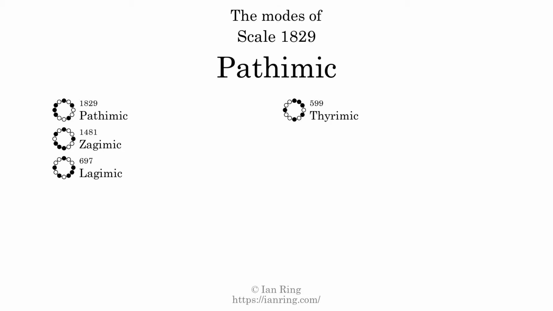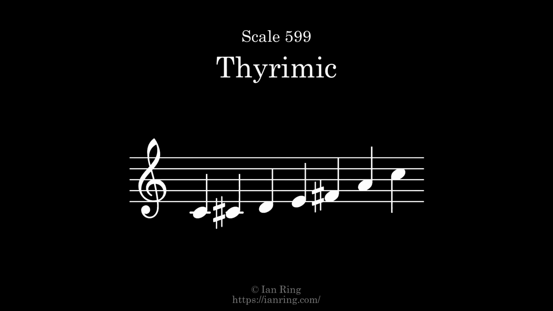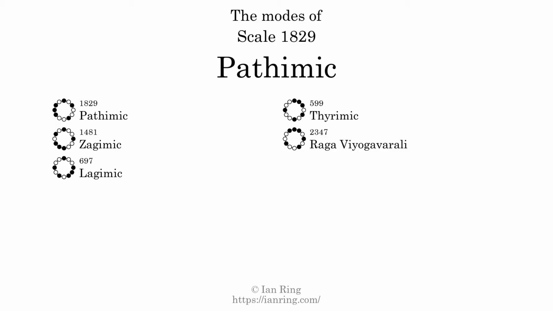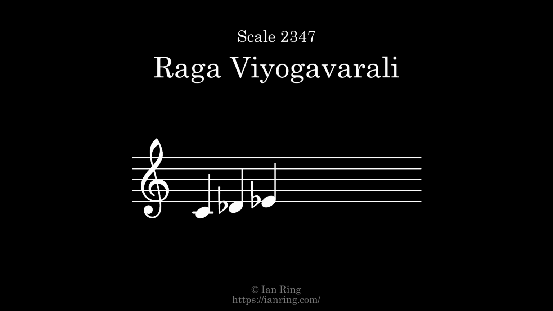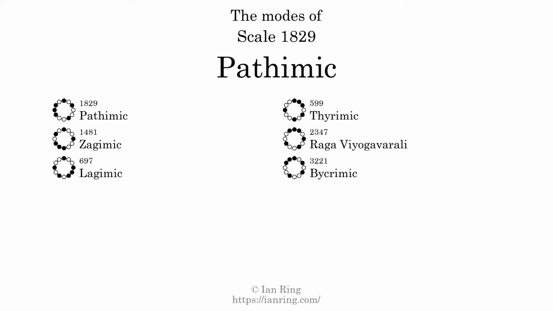The fourth mode is scale 599, also known as Pathimic. It sounds like this. The fifth mode is scale 2347, also known as Raga Viagavarali. It sounds like this. The sixth and last mode is scale 3221. Also known as bichromic. It sounds like this.